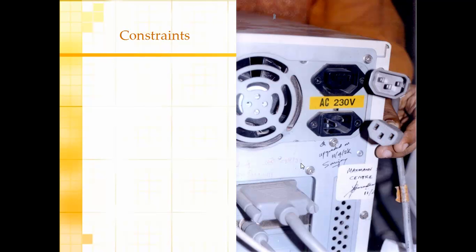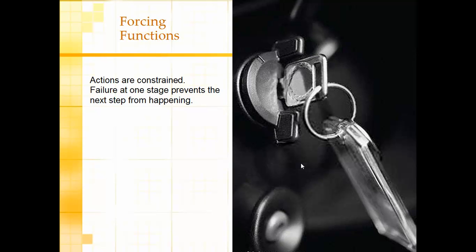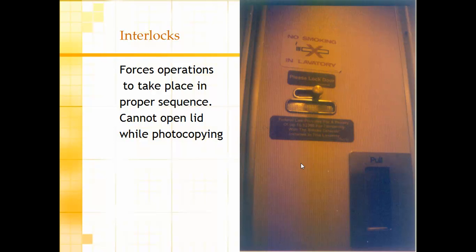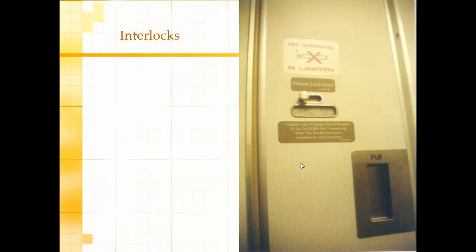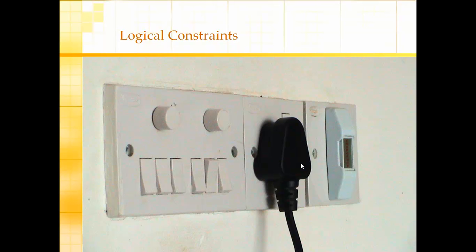You can also see examples of constraints like male-female connectors, and forcing functions, which are also a type of constraint, so that unless you put the key in your ignition slot and turn it on, the car will not start, and then you cannot take the key out. There are also interdependent constraints, like if somebody uses a lavatory, then the indicator light should be on. So that is connected to each other. These are called interlocks. You can also see another example of that. Then there are logical constraints, so that this thing will fit only into that particular slot.